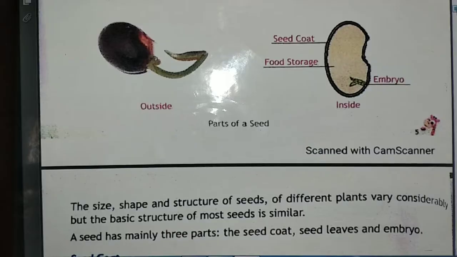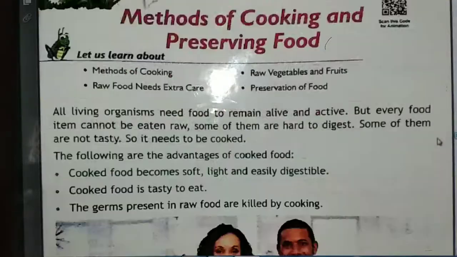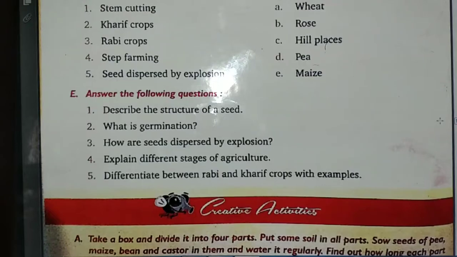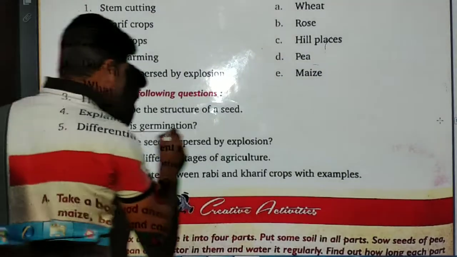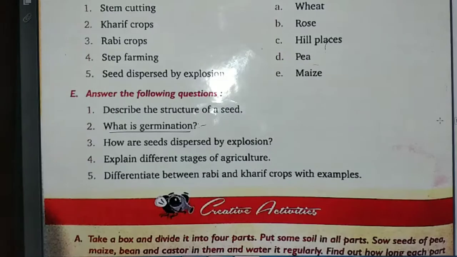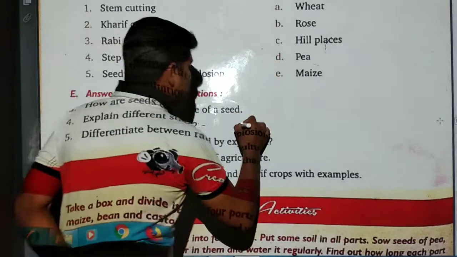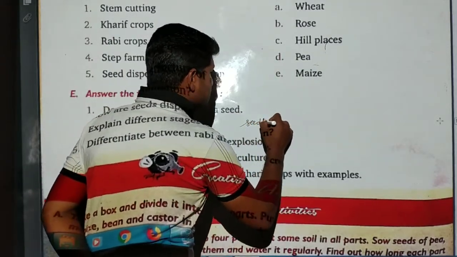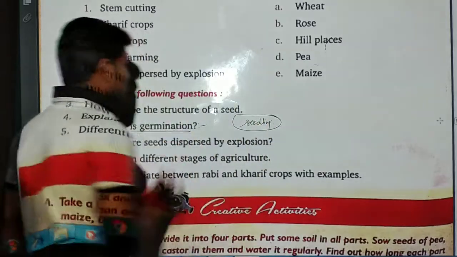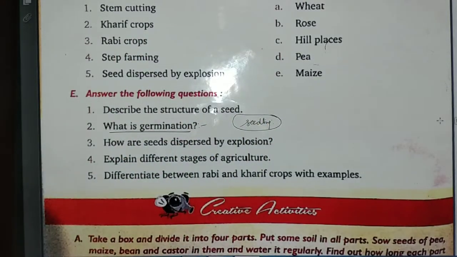Now we will discuss the next question. What is our second question? What is germination? Germination is the process of development of seed into seedling. We will discuss the germination process also in this chapter. So this is the answer of your second question.